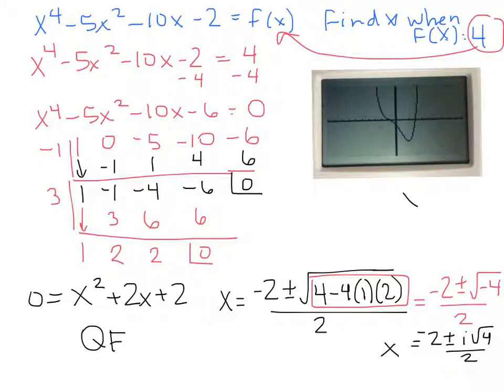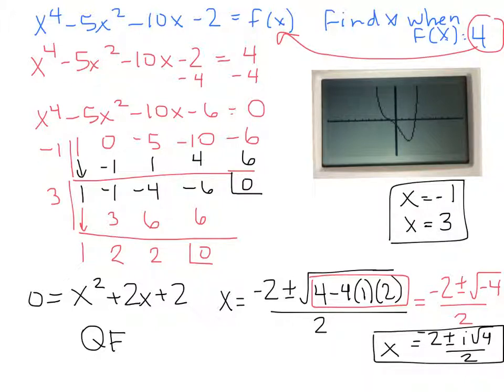And our real answers are x equals -1 and x equals +3, which we found and proved on the graphing calculator. So there are 4 answers, 2 real, 2 imaginary for that problem.